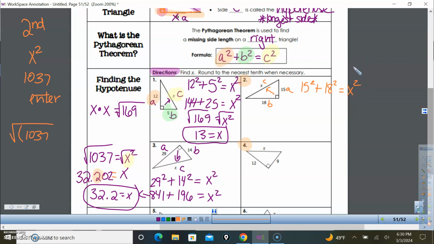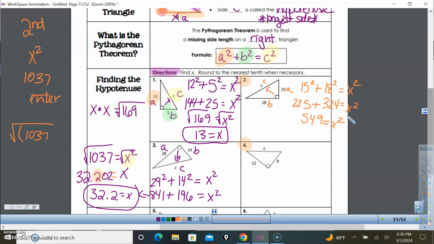From there, you can use your calculator. We follow order of operations. 15 times 15 is 225 plus 18 times 18 is 324. And then once we've taken care of those exponents, now we can go ahead and add, which gives us 549. And then I forgot to bring down, but I should have been bringing down my equals x squared.